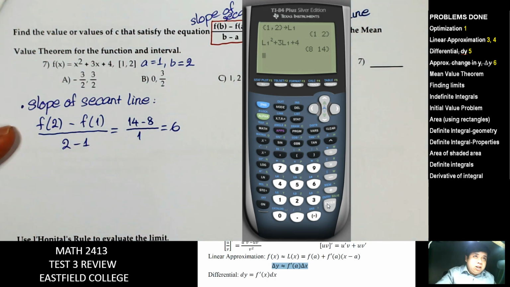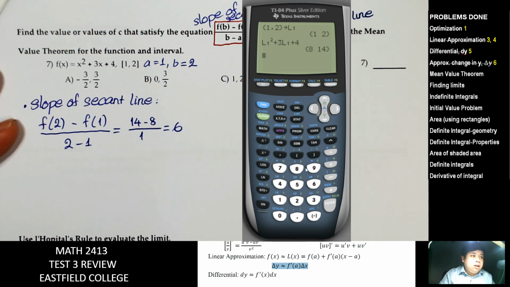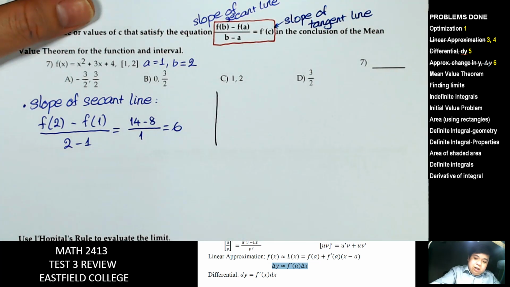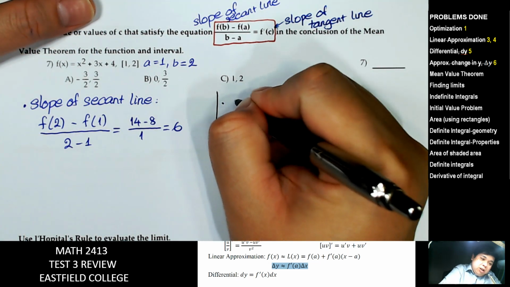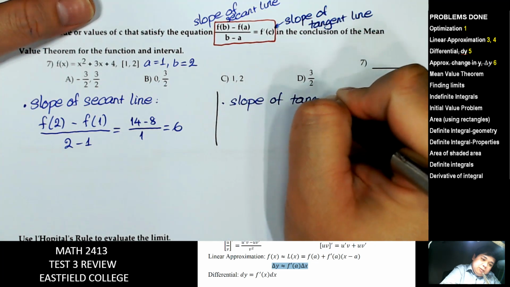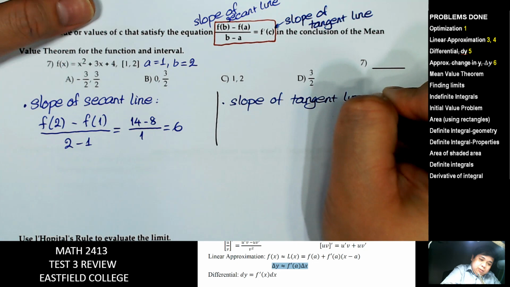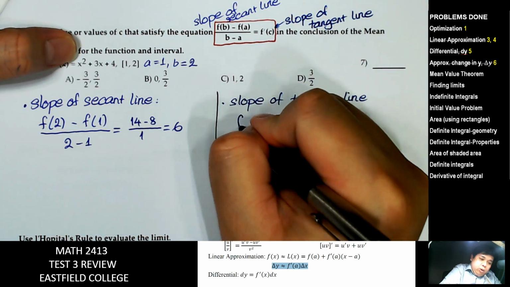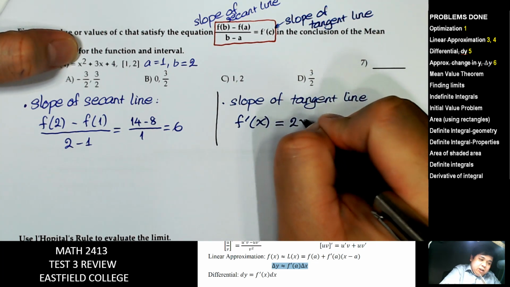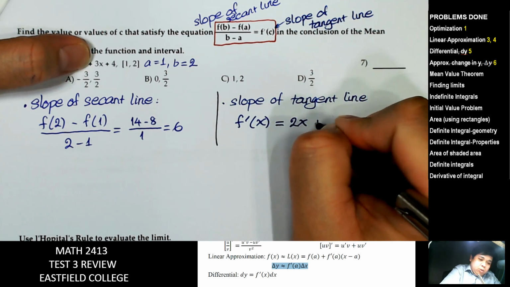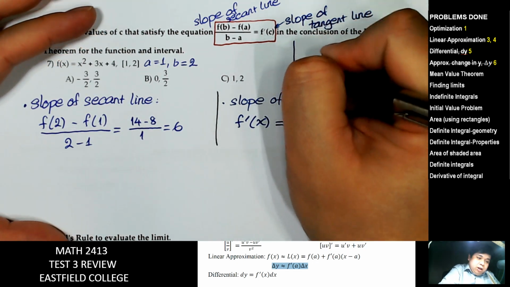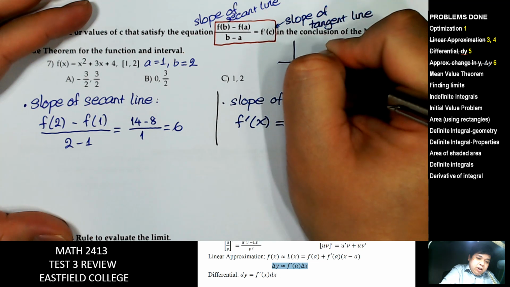Now the slope of the tangent line. I think we need a calculator after that. So on that side will be the slope of the tangent line. We take the derivative, 2x plus 3.